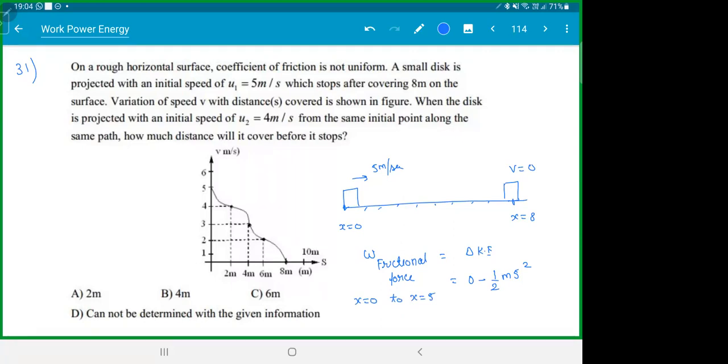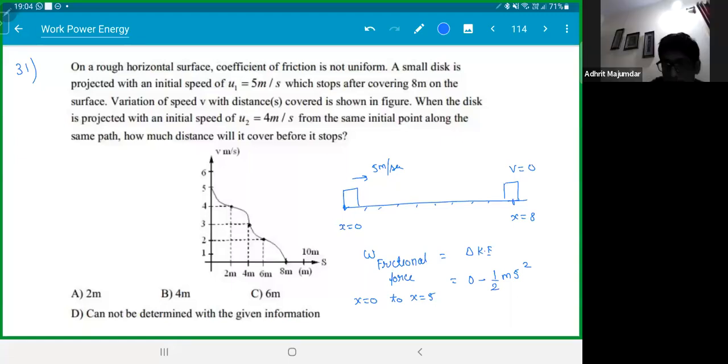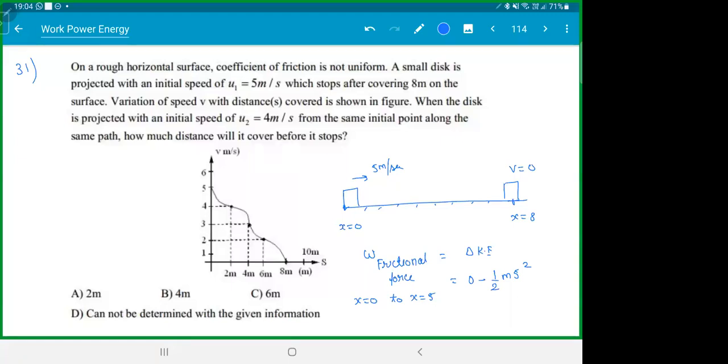The question: if you're throwing, 0 to 8 x. Yeah, 0 to 8. Sorry.